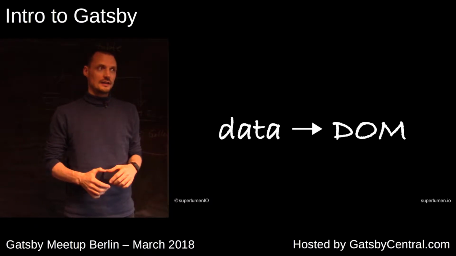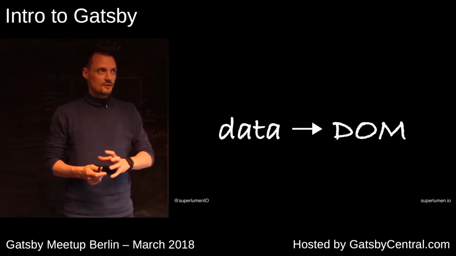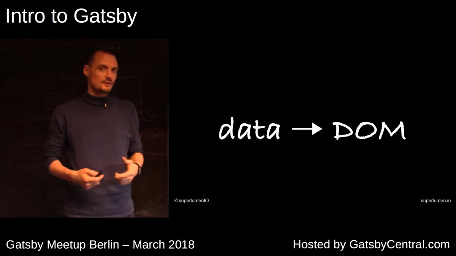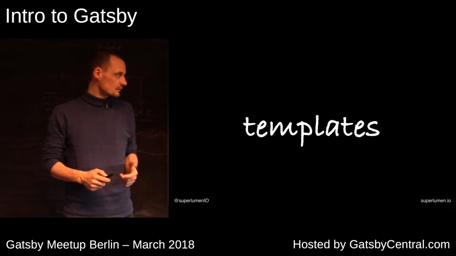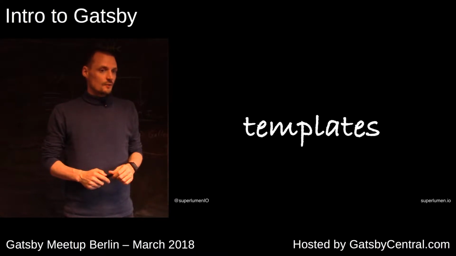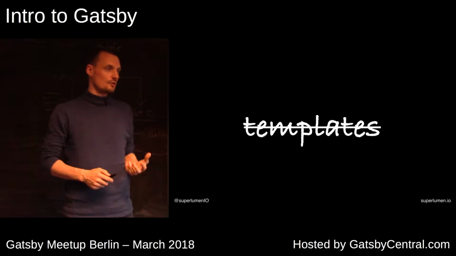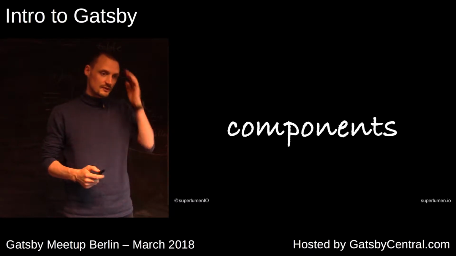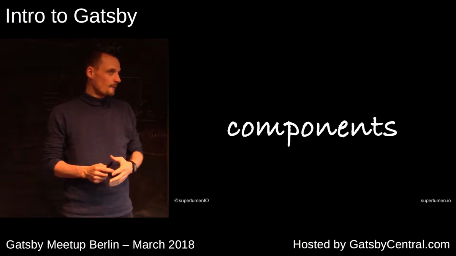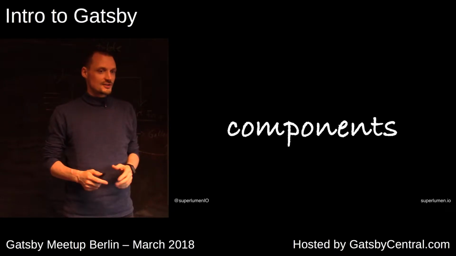So somehow you take data of different kinds and you take something like a template and you combine them together and the output is a DOM, right? Which is rendered on the screen. And so a component in React is something like a template, but it's also not a template, right? Like it doesn't use templates, it uses a component. And so there are some differences between these.